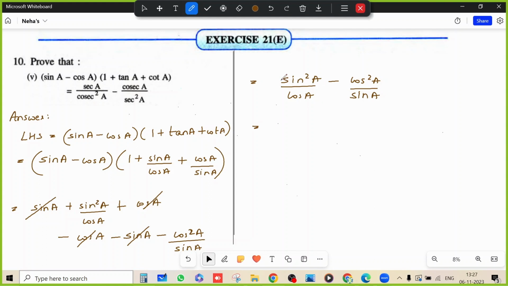Now we know that 1 divided by cos A is equal to sec A. So this 1 divided by cos A can be written as sec A, and sin square A can be written in the form of 1 divided by cosec square A. So this will become sec A divided by cosec square A. Similarly, 1 divided by sin A can be written in the form of cosec A, and cos square A can be written as 1 divided by sec square A. Now this is because we know that sin A is the reciprocal of cosec A and cos A is the reciprocal of sec A. Now this is equal to the right hand side, and hence we have proved that the left hand side is equal to the right hand side.